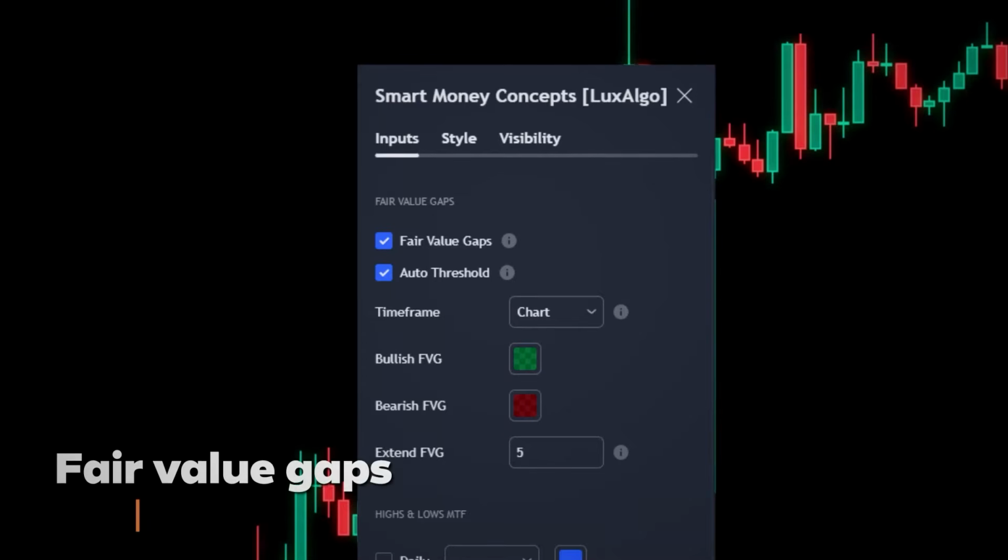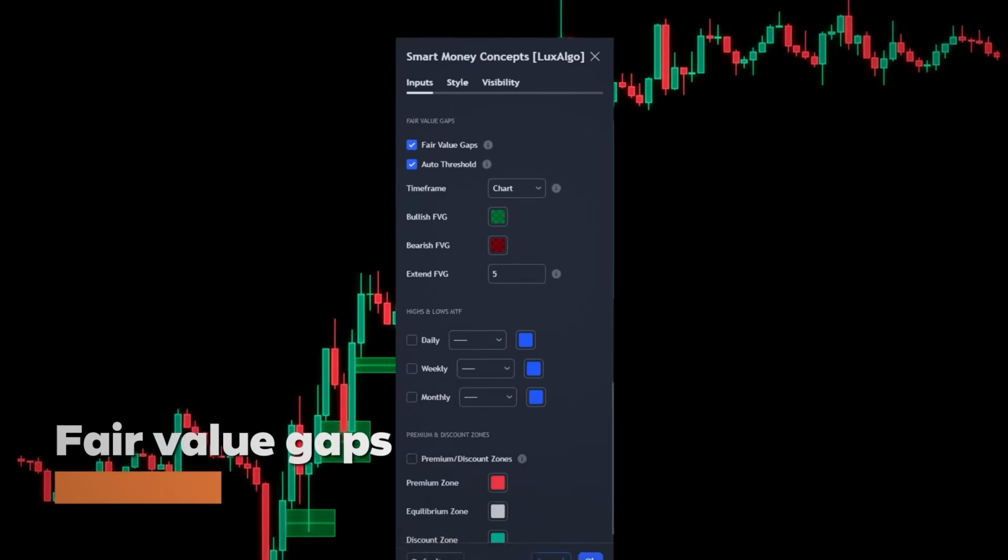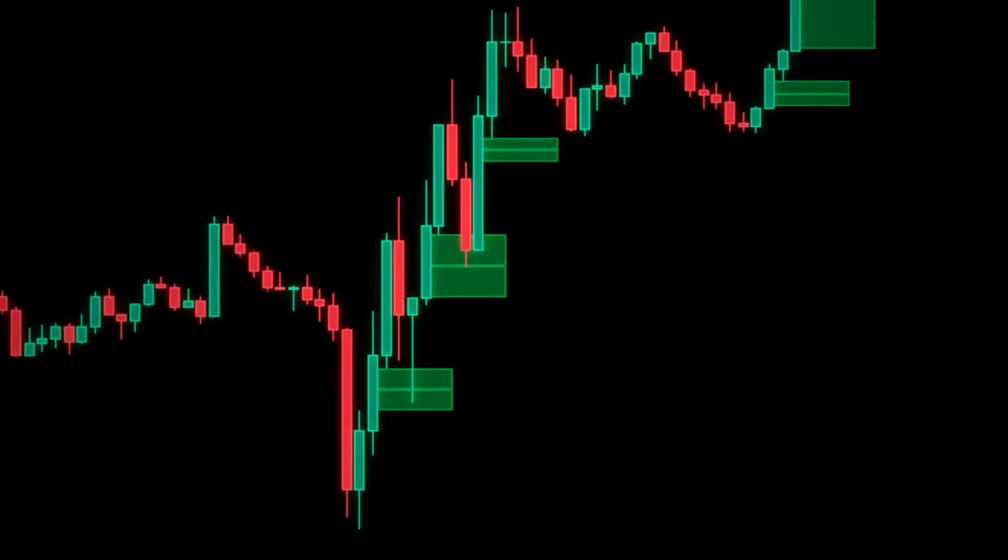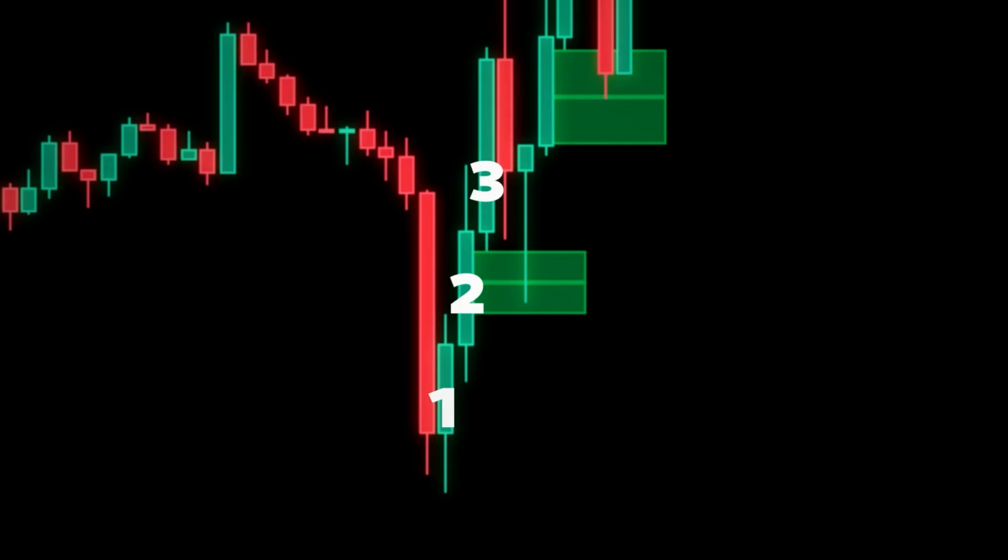We also have fair value gaps, something I'm sure you've heard of, and are a critical tool in my trading. These are imbalances on the chart that are made up of 3 candlesticks.